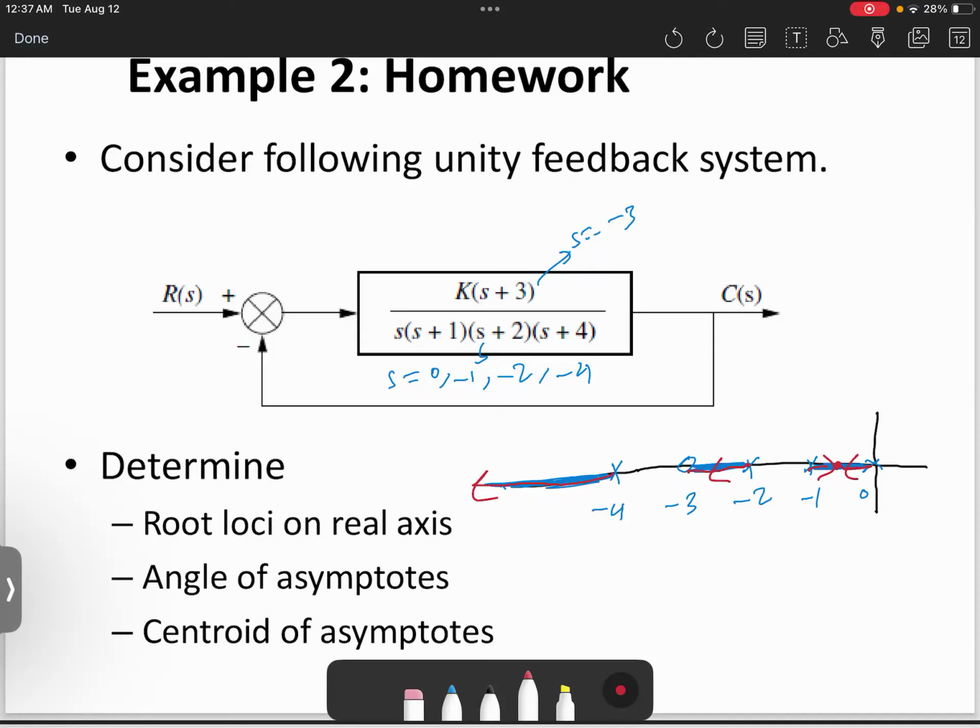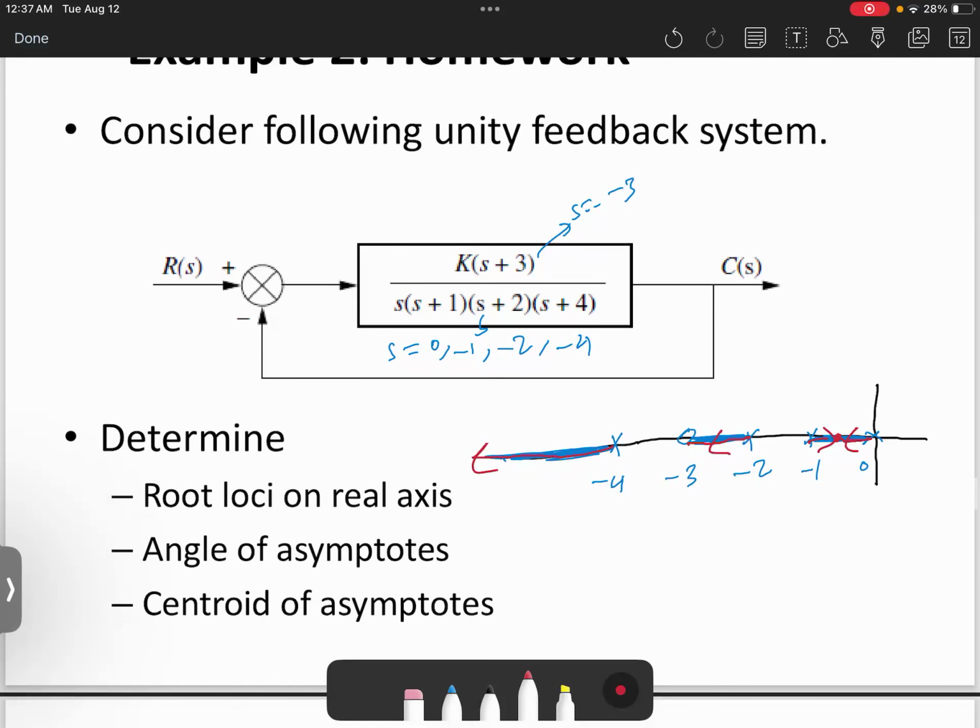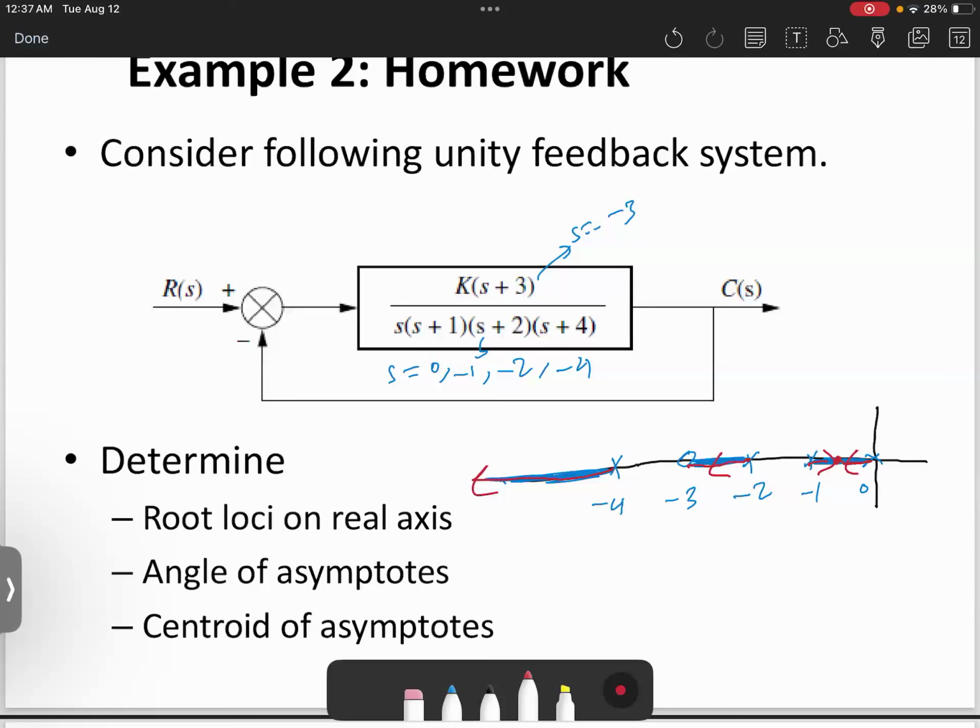So how can I know that? By determining the centroid of asymptotes and the angles of asymptotes. How can we find them? We will use the formula from last lecture. The centroid of asymptotes is the sum of poles minus the sum of zeros, divided by the number of poles minus the number of zeros. The sum of poles is 0 minus 1 minus 2 minus 4, minus the sum of zeros, -3, divided by the number of poles, which is 4, minus the number of zeros, which is 1.